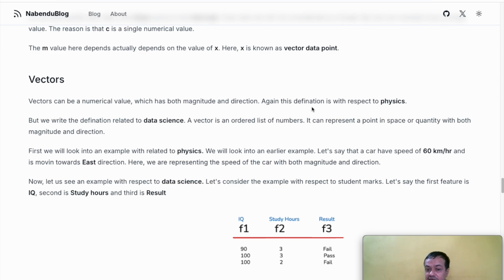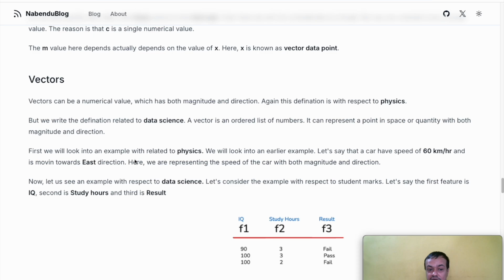Again, this definition is with respect to physics. Because direction and all these things are in physics only, we write the definition related to data science. A vector is an ordered list of numbers. It can represent a point in space or a quantity with both magnitude and direction.